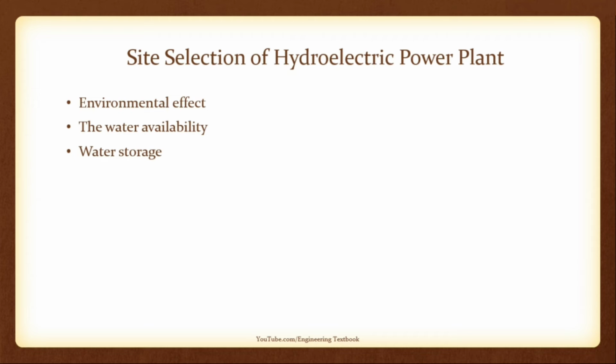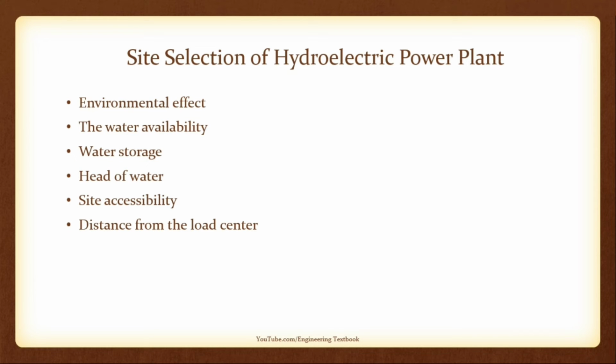Water storage. After the availability of water, we must store the water in a dam, so we can constantly provide water to the turbine with high pressure energy, as I explained. Head of water. To increase the flow of water from the dam to the turbine blades. Site accessibility. It is also one of the most important factors. The power generated from the plant should be utilized easily. It should have transportation facilities, be it road or train.